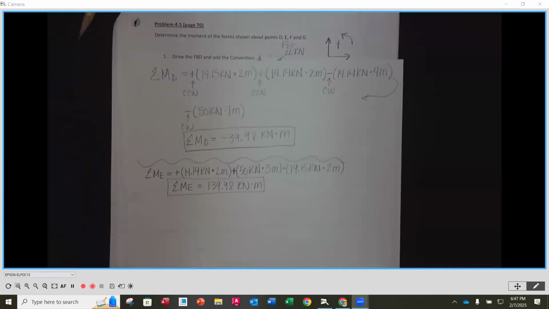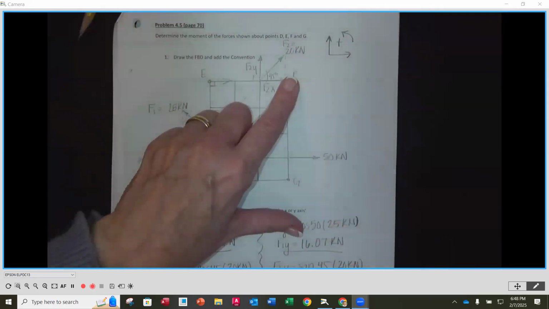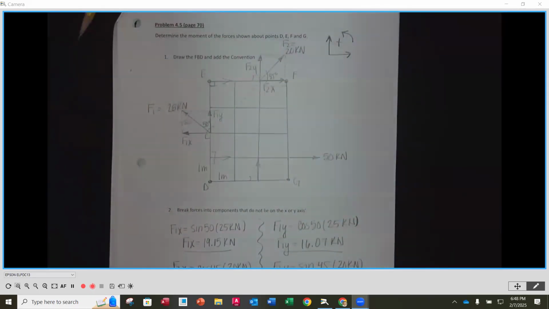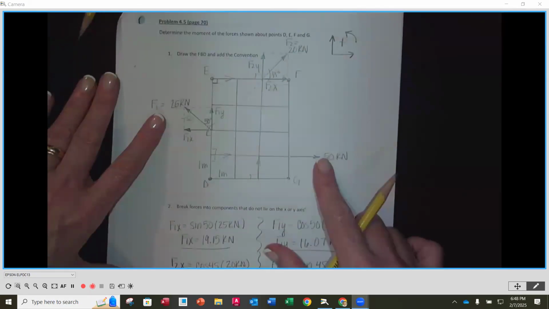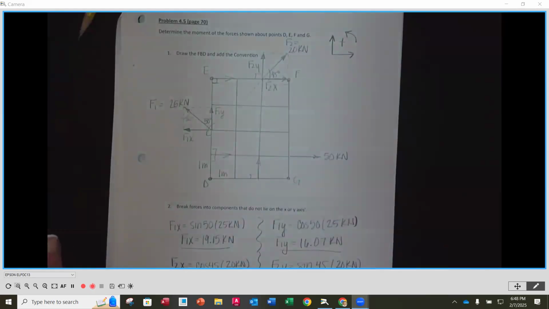All right. So we got to do our next moment. Our next moment is going to be about point F up in that corner. Why don't you go ahead and see what you can do for this one? And then we'll go through it together. I'll kind of hold back a little bit. So sum your moments around F, see what you get for a total moment around F.